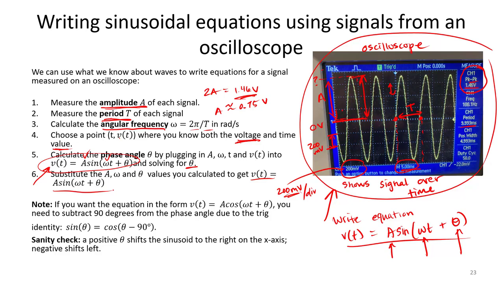One other thing to be careful of is sometimes we want to find our equation in the form A cosine omega t plus theta. And just be careful there that there is a trig identity. So if you want to find cosine, you need to subtract 90 degrees from your sine phase angle. And you can always sanity check, remembering a positive theta will shift us to the right. Negative theta shifts our wave to the left.